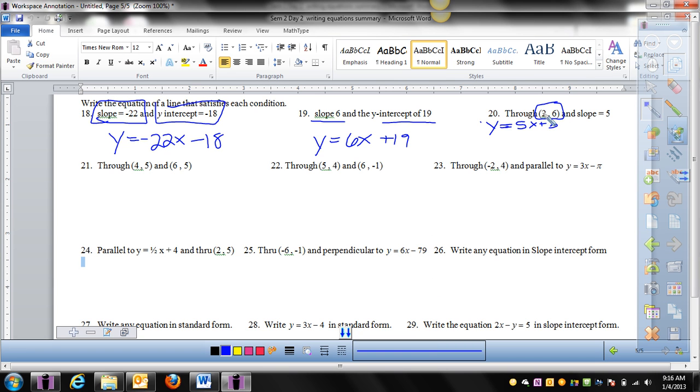Okay, so I'm going to stick in 2 right here for the x. Let me just change the color. So the x is 2, and the y is 6. So I just take 5 times 2, which is 10. My y is 6. And then I just subtract the 10 over, and that tells me my b. So it's basically the same steps every time. Subtract the 10 makes negative 4.